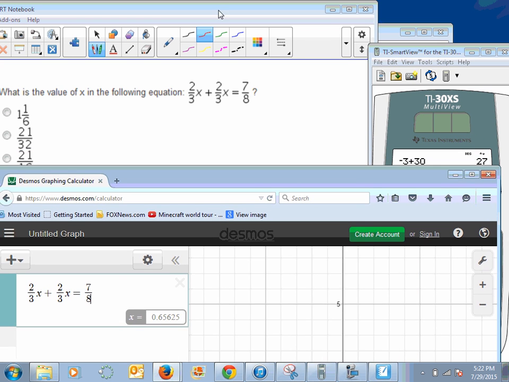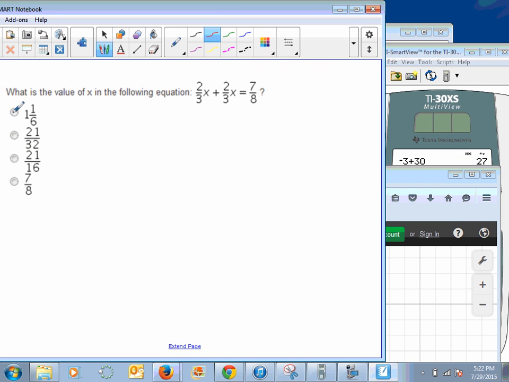All right, so the reason that's important is I know, for example, if it's less than 1, it cannot be 1 1/6. It also couldn't be 21/16 because that's something over 1. It's also not going to be 7/8 because 7/8 is something really close to 1, because 8/8 is going to be 1, so it can't be 7/8. So it's got to be the 21/32.